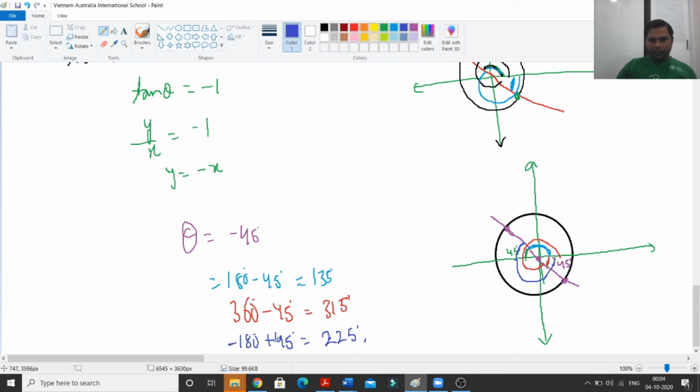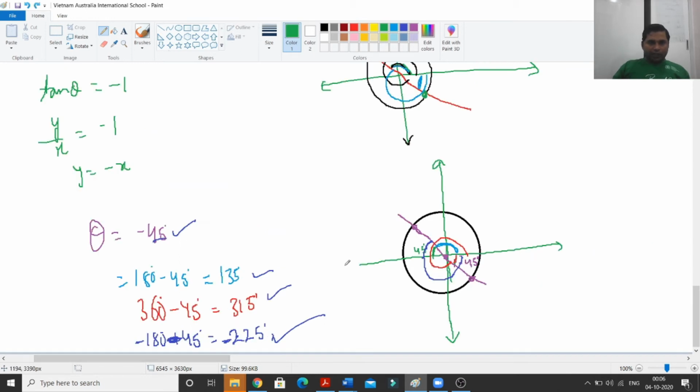180 minus 180 minus 45. I'm sorry. This is minus 180 and minus 45, which will give you minus 225. That's the answer. So the answers are minus 45, 135, 315 and minus 225.